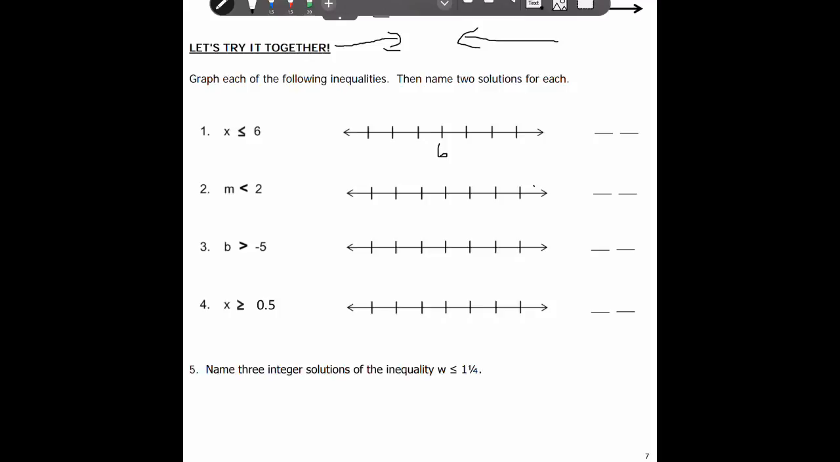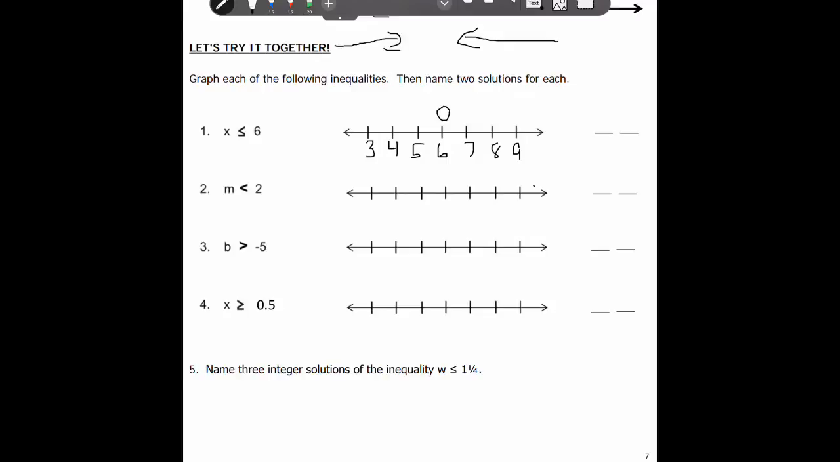Okay. And then let's go ahead and label all the values to the left and right of it. 7, 8, 9, 5, 4, 3. We're going to place a circle directly above the number in the question. So we're going to place a circle above the 6. Now we need to say to ourselves, does this circle stay open or do I need to fill it in?